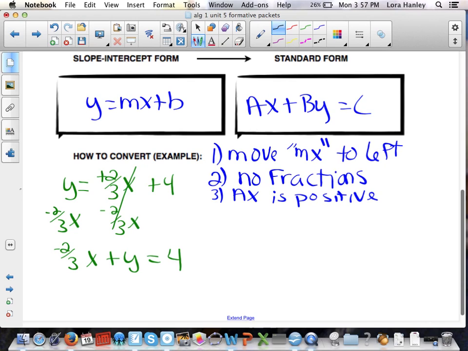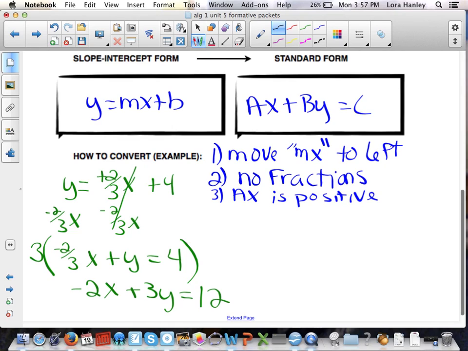positive 4. Now I can't have any fractions, and the way that we get rid of a fraction is to multiply through by the denominator of that. In this case, that is a 3. So I'm going to multiply my entire equation by 3. 3 times negative 2/3 is just negative 2x. 3 times y is plus 3y. And 3 times 4 is 12.